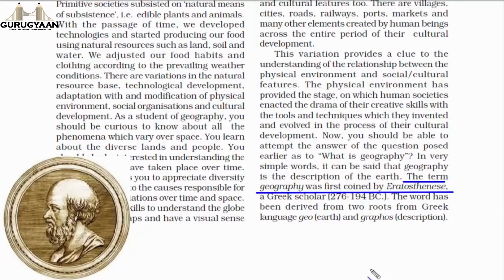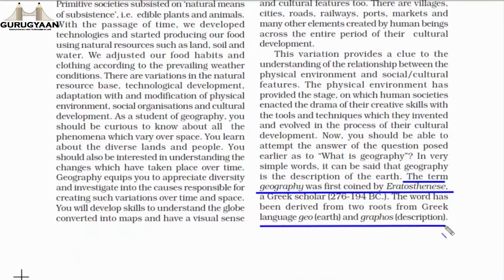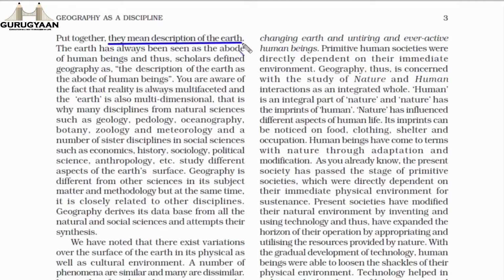Geo means earth and graphos means description. So it is the description of earth that we are trying to understand in geography. Now geography has many disciplines, like natural science and social science. Under natural sciences we have geology, pedology, oceanography, botany, zoology, meteorology, etc. And under social science we have economics, history, sociology, political science, anthropology, etc.